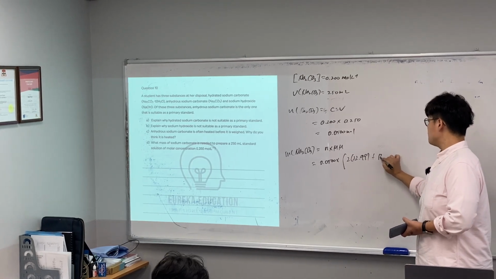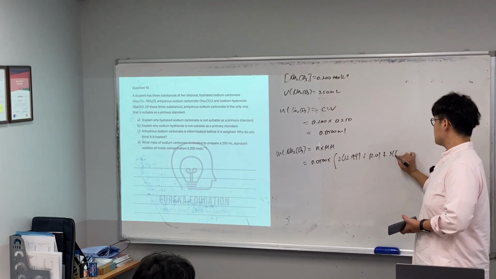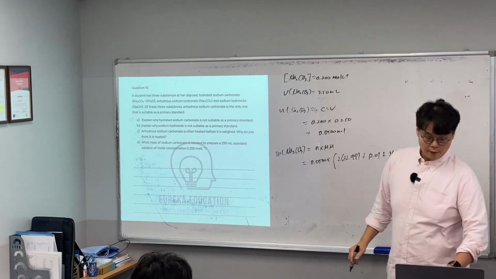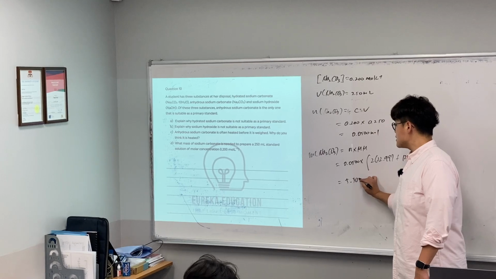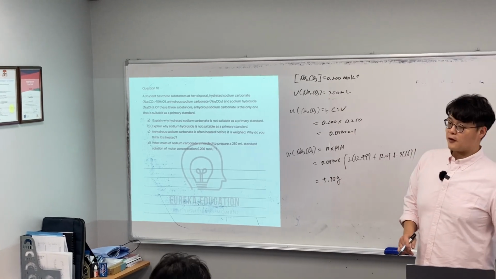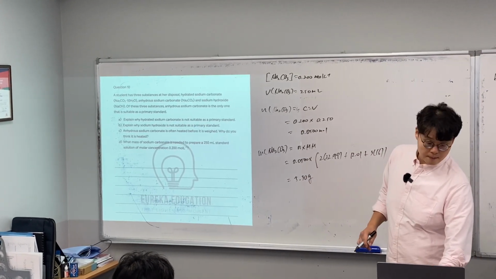Plus 12.01 plus 3 times 16 is like this. Then your final answer would be 5.30 grams. And just fix that into 3 suffix like this.